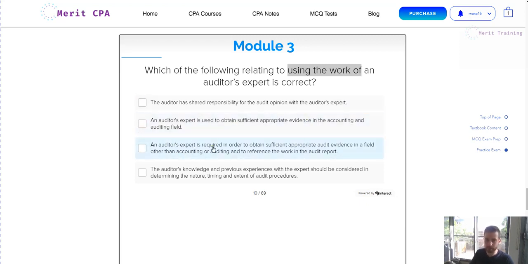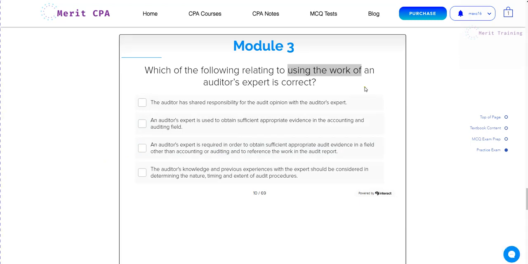C, an auditor's expert is required to obtain sufficient appropriate audit evidence in a field other than accounting or auditing and to reference the work in an audit report. So this one's incorrect because the auditor is ultimately responsible for what's in the audit opinion, and therefore they're the ones who have to refer to the work in the auditor's report. The independent expert doesn't do that because they're not responsible for the opinion in the audit report. So that's why C is incorrect.